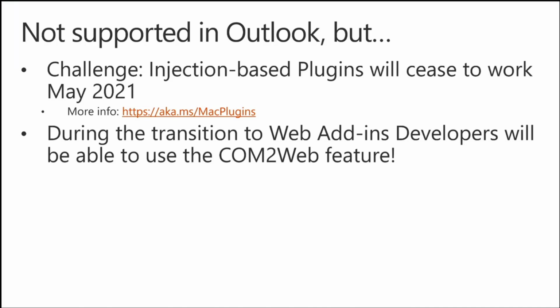Many of our customers are asking us, yes, we're going to start building our web add-ins for Outlook, but in the meantime, we want to keep a good experience in Windows. So basically, we've got your back, guys. We're shipping this feature so that during that transition of your COM or injection-based add-ins into a web add-in, you are going to be able to use this in Outlook as well, just in time before we stop supporting injection-based plugins. All right, so that's the good news. Now, how is this going to work?